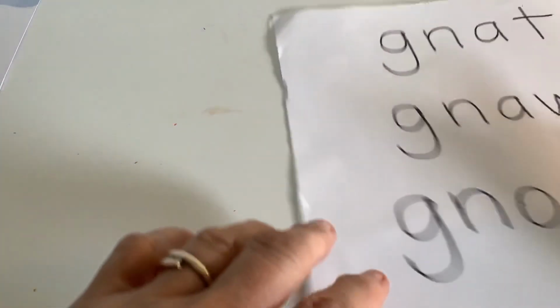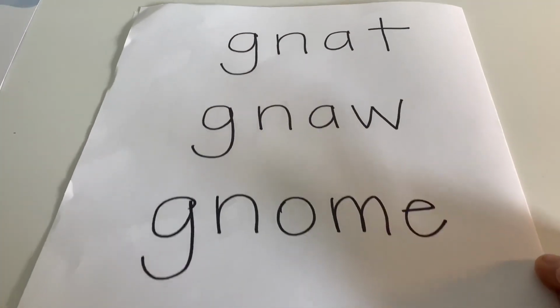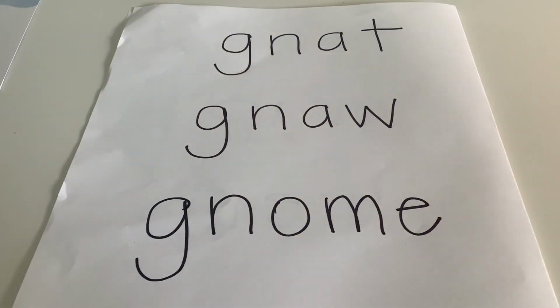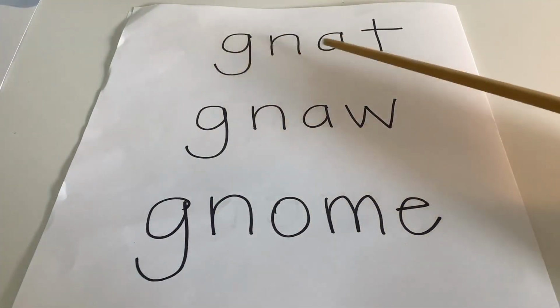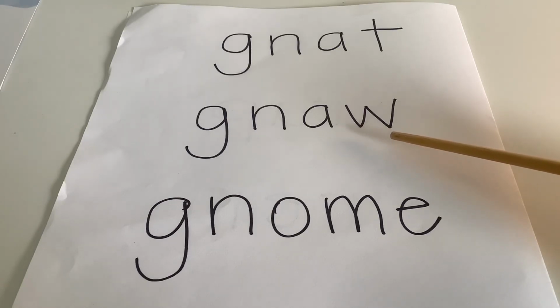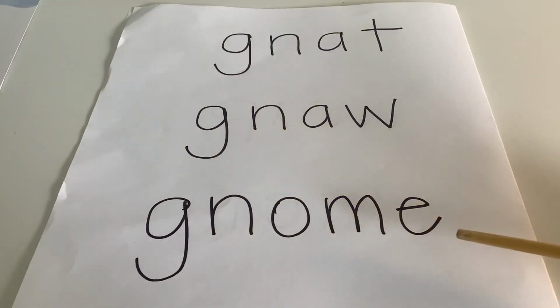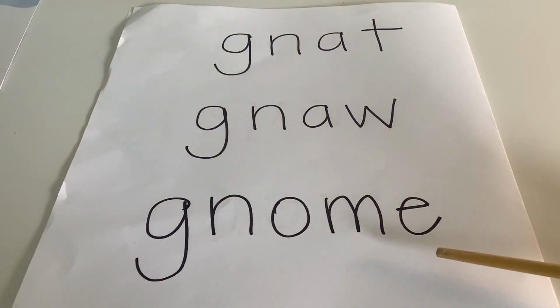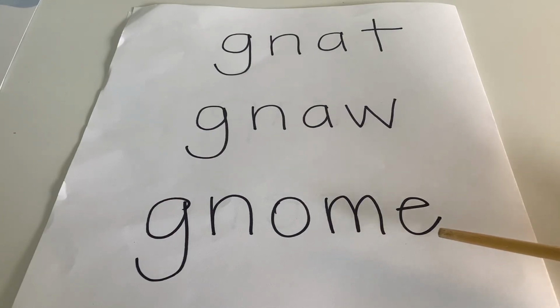Let's code some words with ghost letter GN. On your paper, please pause my video and write these 3 words. Gnat, gnaw, and gnaw means to chew, like a beaver would chew wood, gnaw on the wood, and gnome. And a gnome is like that little elf, that statue that you put in gardens. Sometimes people have garden gnomes.